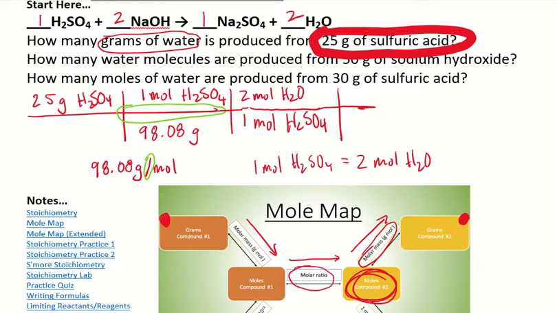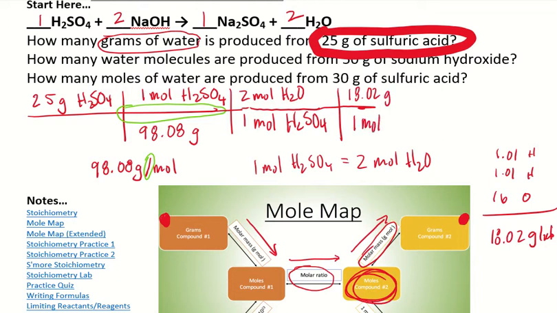So, 2 hydrogen plus 1 oxygen: 1.01 plus 1.01, hydrogen, plus 1 oxygen, 16, equals 18.02 grams per mole. So, plug it in. Grams go on top. 18.02 grams for every 1 mole of H2O.